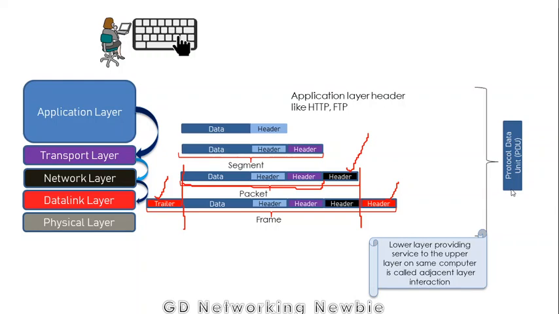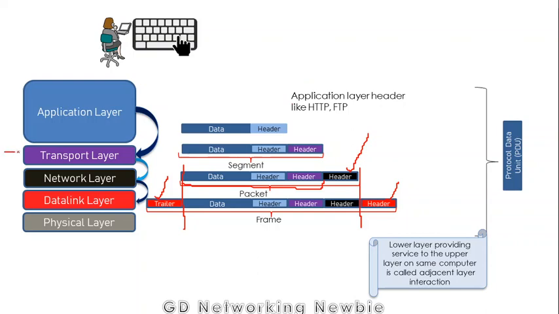Now, you see, in all these cases, the lower layer provides services to the upper layer. The application layer handed over data to the transport layer. It means the transport layer has to provide services to the application layer. And the transport layer handed over the data to the network layer. It means now the network layer has to provide services to the transport layer. So all the lower layers providing services to the upper layer on the same computer is known as adjacent layer interaction. So these are the adjacent layers.